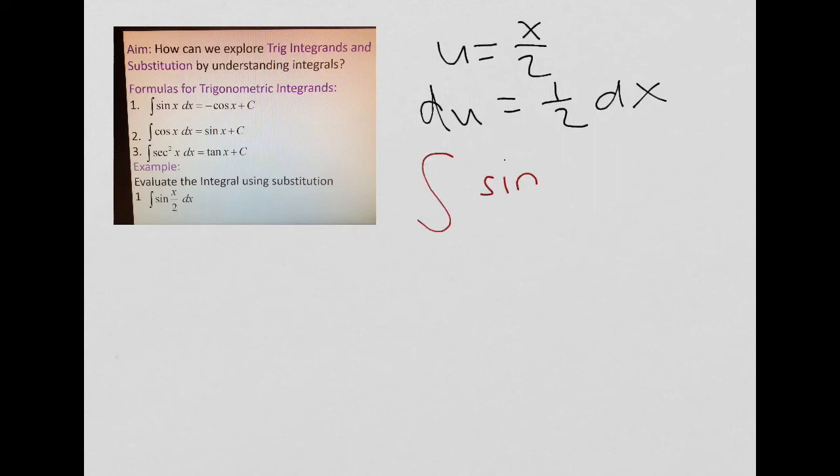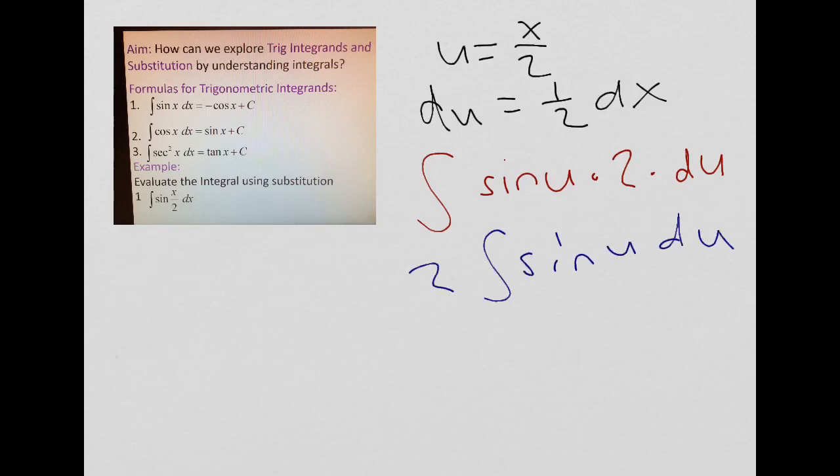So it's not just the sine of x, it's the sine of x over 2. So u would be x over 2, and du would be 1/2 dx. So for substitution, I'm going to keep this integral, I'm going to keep the sine, but I'm replacing x over 2 with u. I have to replace dx. So dx becomes 2 du. So we're going to take the 2 out. And so now I can use my formula to find that this is actually negative cosine of u plus c.